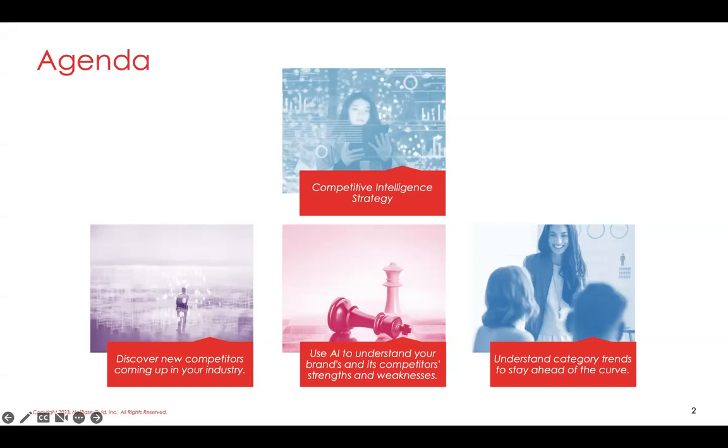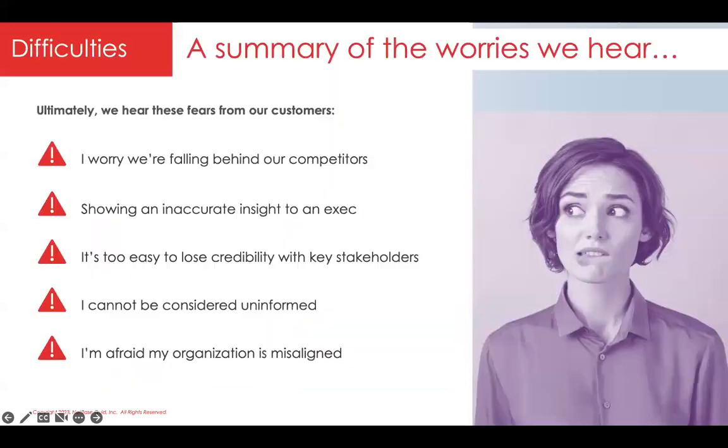So I'll be covering mainly 3 things. One is to discover the new competitors coming up in your industry, and then use AI to understand your brand's and the competitors' strengths and weaknesses. I will give you a couple of examples, and then understand the category trends to stay ahead of the curve. Today, I'll be focusing on an industry like wearable devices. I think that is one of the hot industries currently, the wearable tech industry specifically. As you know, all those big companies, and most of the Fortune companies in tech, have already started working on many of those wearable devices. So that will be an interesting industry to focus on today, and I'm sure that will be helpful for you.